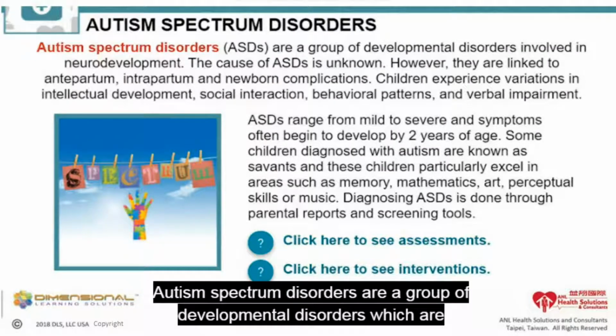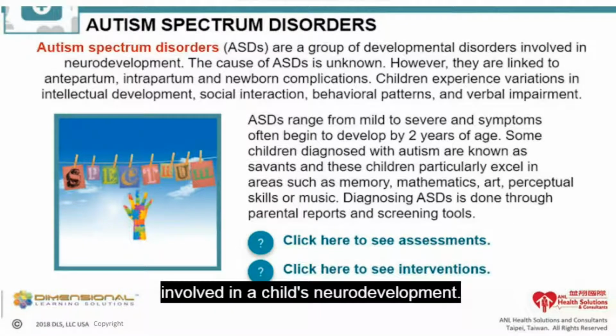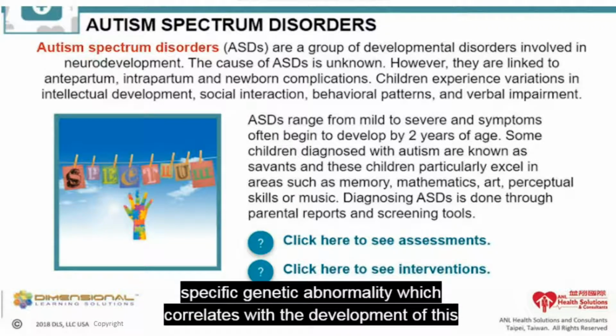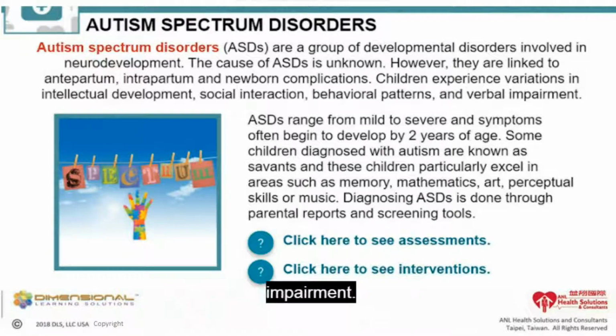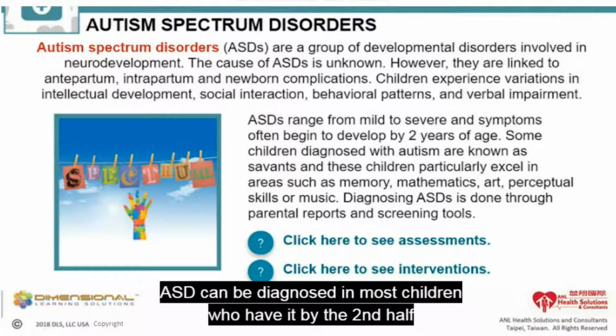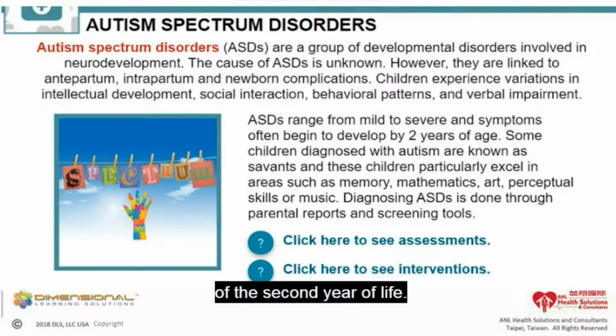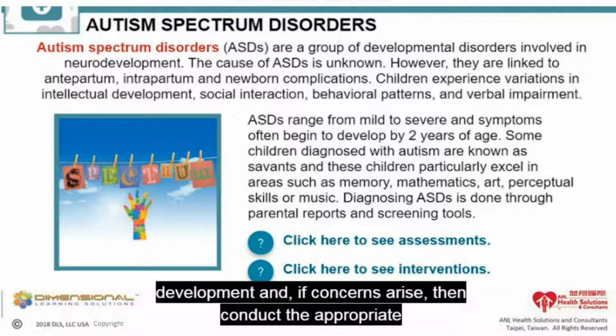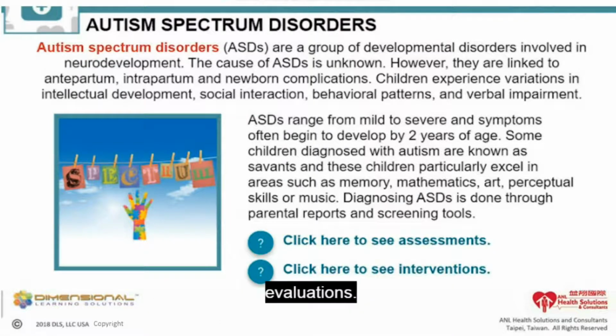Autism spectrum disorders are a group of developmental disorders which are involved in a child's neurodevelopment. About 1/3 of children diagnosed with ASD have been found to have a specific genetic abnormality which correlates with the development of this impairment. ASD can be diagnosed in most children who have it by the second half of the second year of life. This may occur if the parent and pediatrician are appropriately tracking development and, if concerns arise, then conduct the appropriate evaluations.